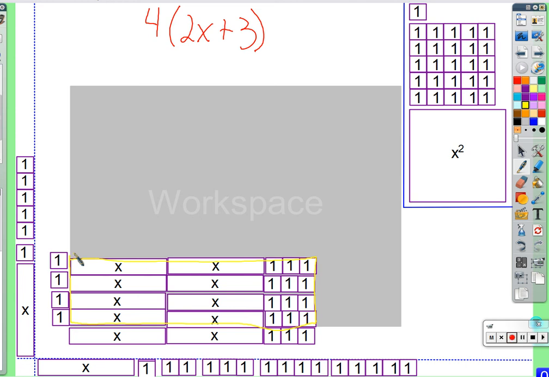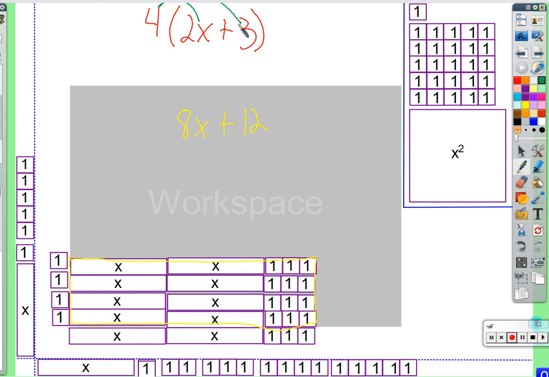And what's the product? 8x plus 12. Okay, which is exactly what you get when you distribute the 4. You distribute the 4 to 2x, you get 8 of those x's. Distribute the 4 to 3, you get 12. Okay? Making sense? Yes.